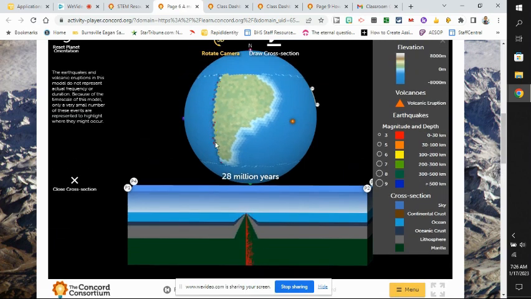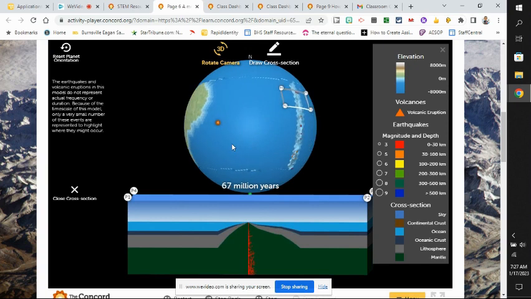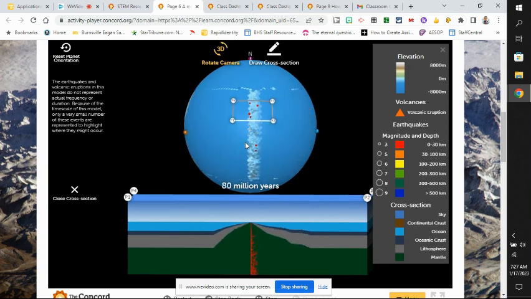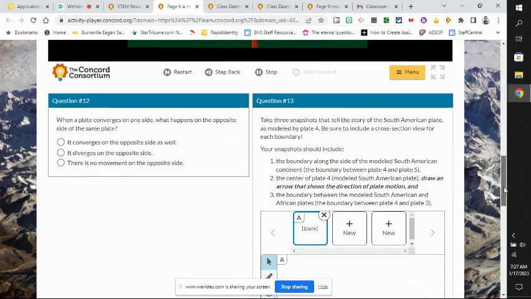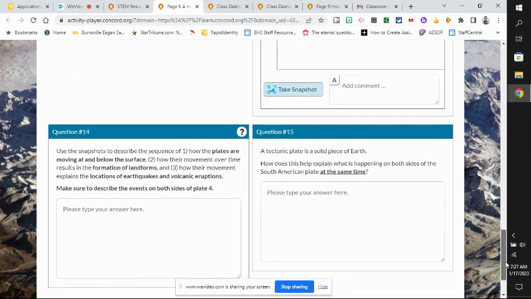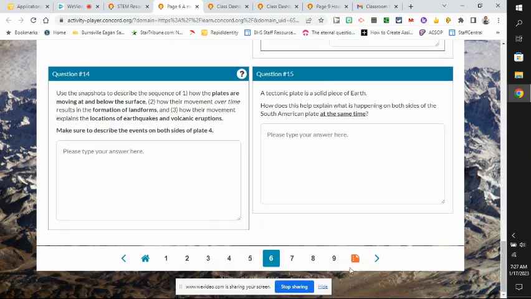We can see again along here is the convergent boundary where you're getting the Andes Mountains formed. But let's turn this around and take a look at where the cross section is. All right, the cross section, we can see the mid-ocean ridge is forming between the South American and African plate is what that would represent. I'm going to go to the next one.